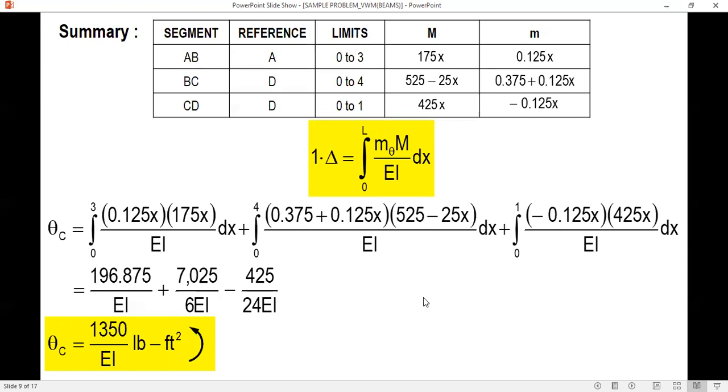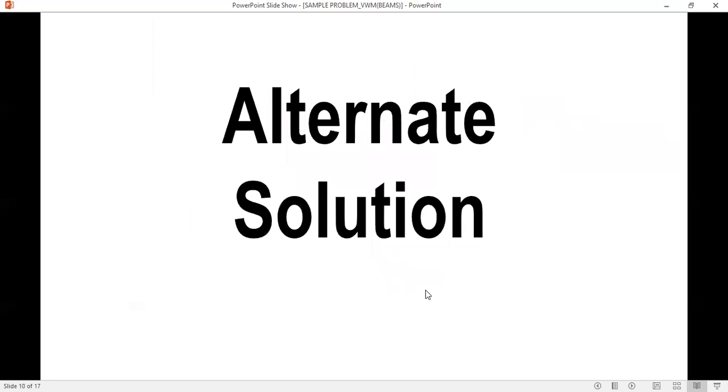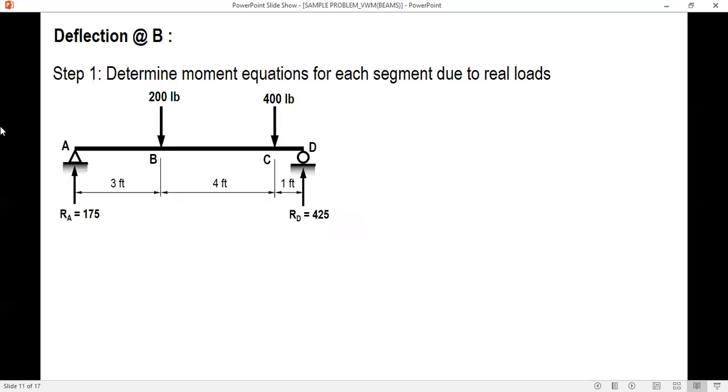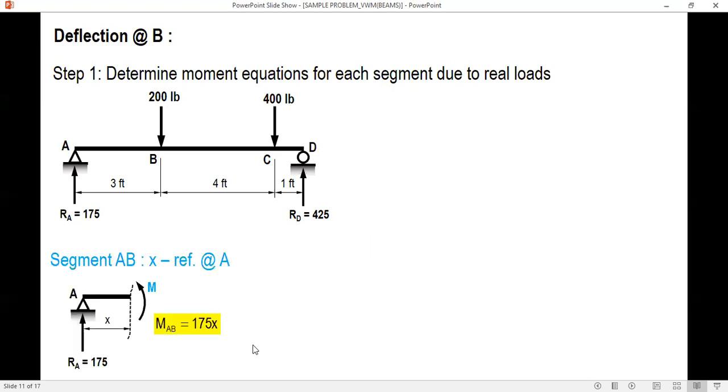And for the alternate solution, it's for the middle segment BC, because others want to use the leftmost point as reference. Okay, let's see if we will have the same answer. So first, deflection at B. For segment AB, no changes since X is referred at A. Same expression as in the previous solution.